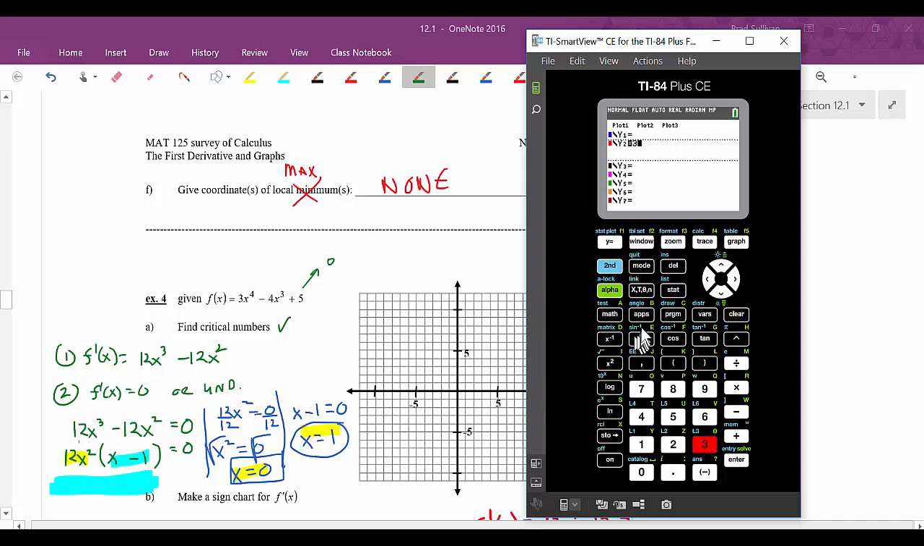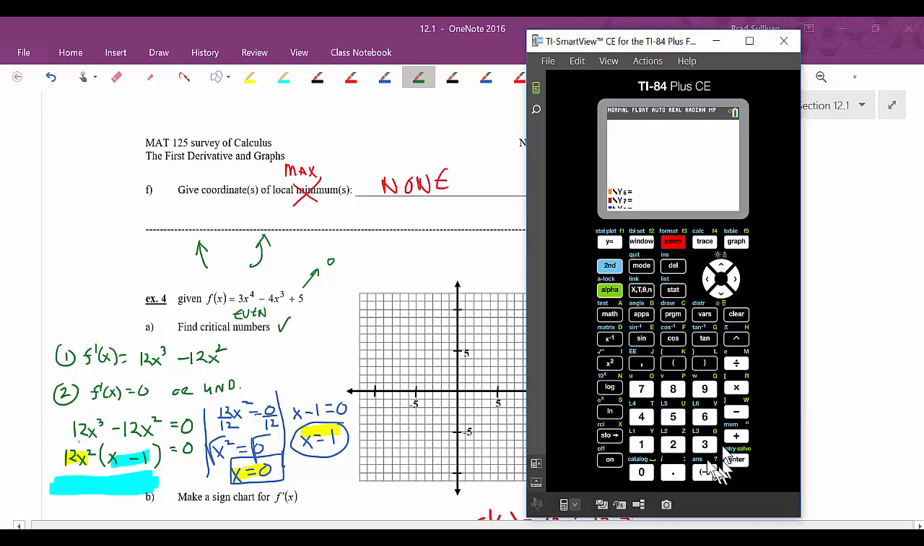So I'm just going to put in 3. Oops, putting it in the wrong place. I want to put this up here. So I'm going to put in 3x to the fourth, then minus 4x to the third, and then plus 5. Now, some of you may have already learned from college algebra: if you have an even degree, and the leading coefficient, the number in front of that highest even degree, is positive, the graph is going to turn up on both ends.